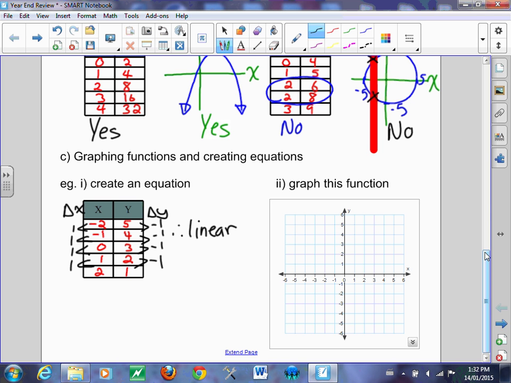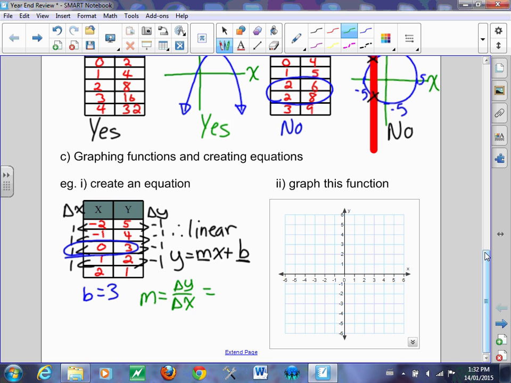Once we know it's linear, then we can come up with the equation. For linear, we need y equals mx plus b. We need to sub in the m part and the b part. What's the easiest thing to find from our table of values, folks? Your y-intercept. That occurs when x equals 0. So that tells me b equals 3. Now, for slope, slope equals rise over run, but when you have a table of values, it equals delta y over delta x.